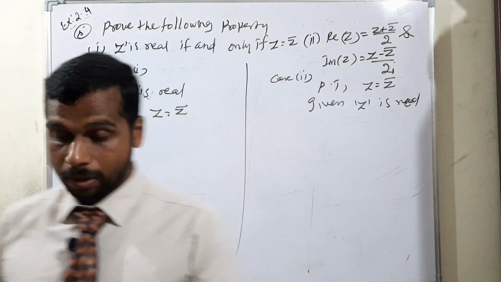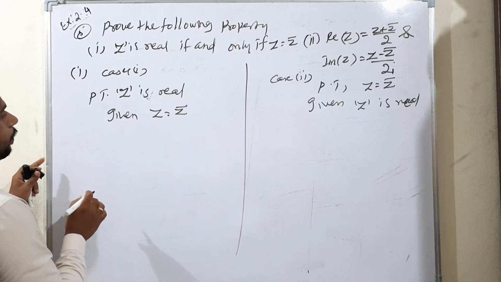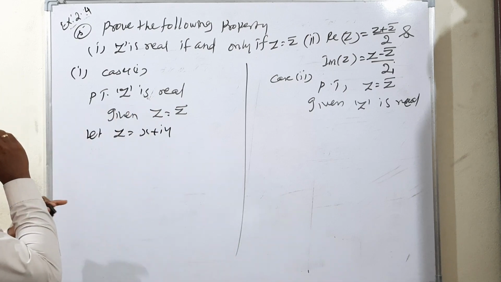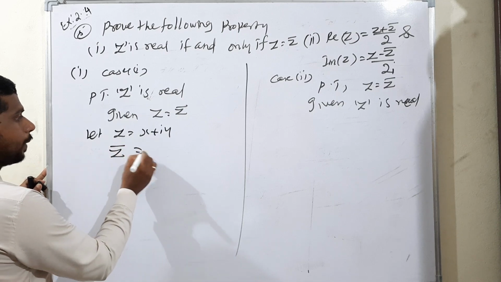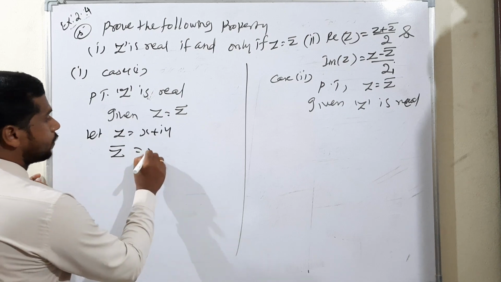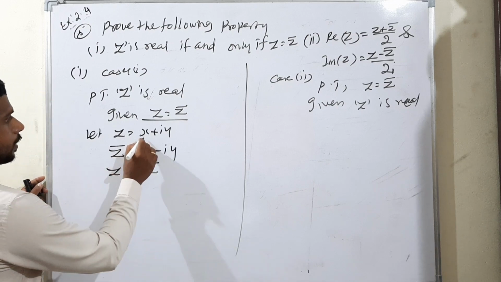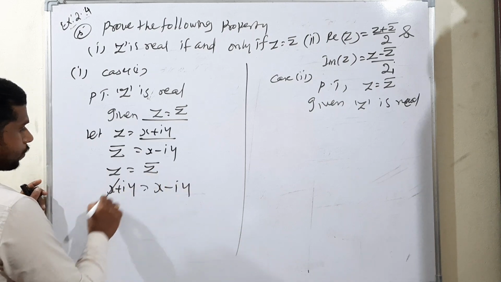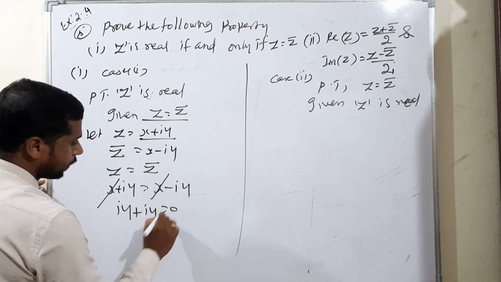So now one by one we have to show. First one, given condition Z is equal to Z bar. Let Z is equal to x plus iy. Z bar means definitely the conjugate. Conjugate means we have to change the sign of only the imaginary part, so x minus iy. What is given? Z is equal to Z bar. Z is x plus iy, and Z bar is x minus iy. So x will be cancelled, and minus iy brought to the opposite side becomes a positive iy, equal to 0.